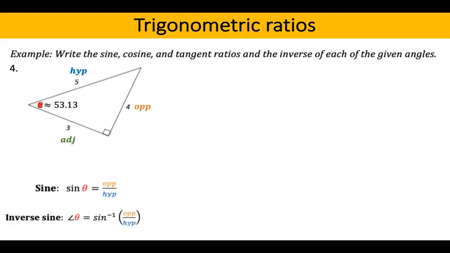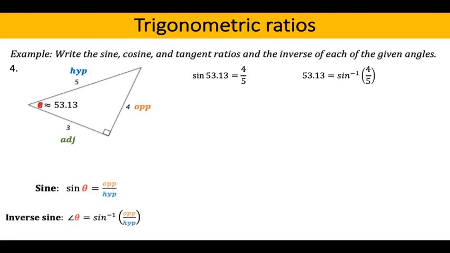So for our sine ratio, we need sine of our theta angle, so sine of 53.13 equals opposite over hypotenuse, so the 4 over 5. We're just learning how to set these up at this time. To do inverse sine, it's angle theta, so our 53.13 equals inverse sine of our opposite over hypotenuse, so 4 over 5.